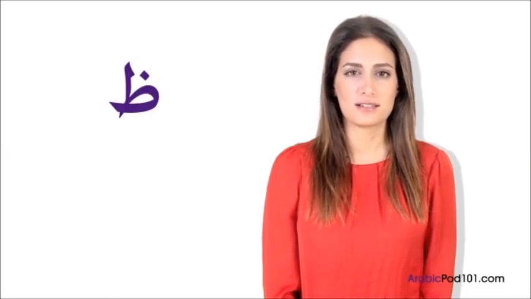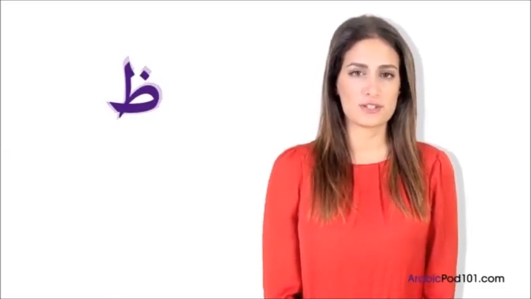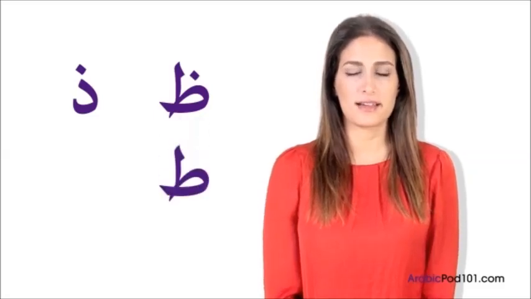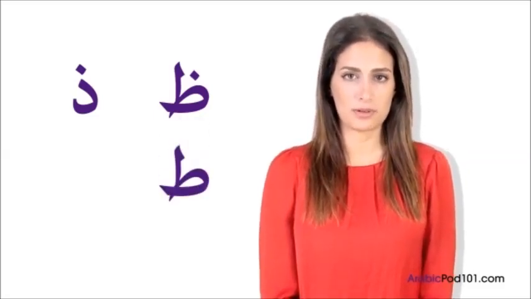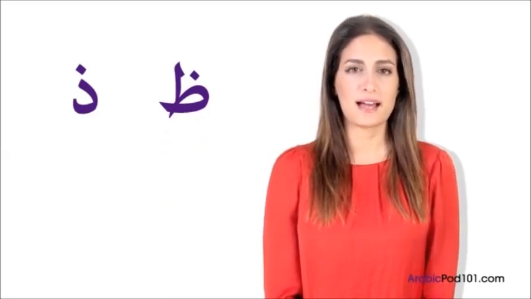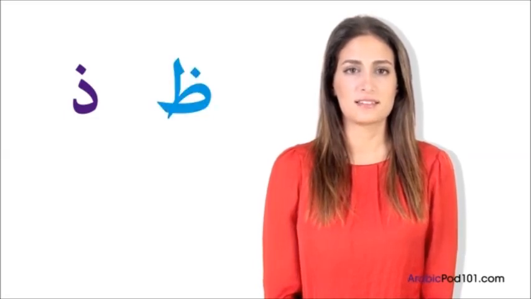The next letter we learn is dha. This one is like the strong version of the dal. It looks just like the ta, except that it has a dot on top. Let's practice this one together as well. Repeat after me. Dal, dha.